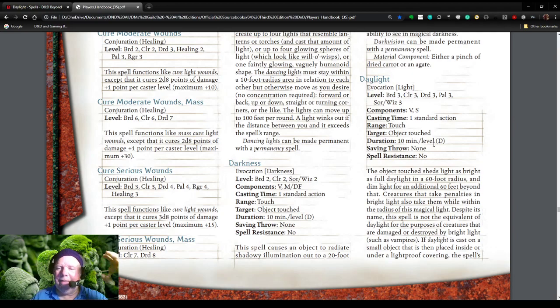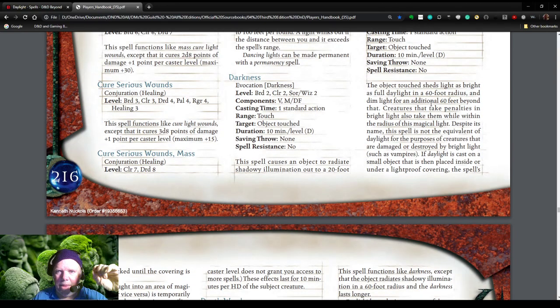It's object touch, lasts 10 minutes per level. And the object touched sheds light like full daylight in a 60-foot radius, and an additional 60 feet beyond is dim light. Now, creatures that take penalties in bright light, in other words, creatures that have penalties on seeing in bright light because they live in total darkness, the spell will affect them. However, it's not the equivalent of daylight for the purpose of creatures that are damaged or destroyed by bright light, such as vampires.